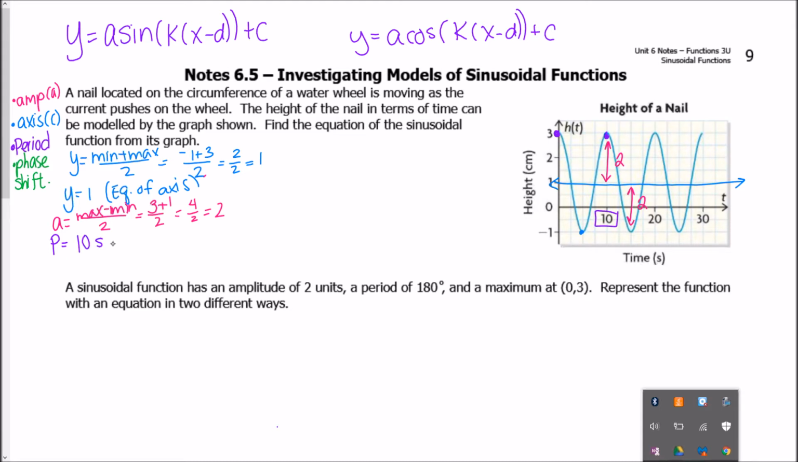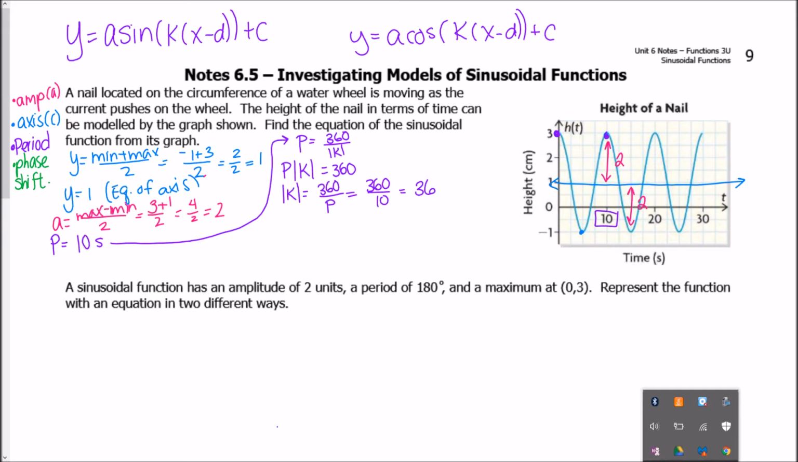Now our period is going to help us to find the k value. And remember, our period is always 360 divided by the absolute value of k. So I'm going to multiply both sides by the absolute value of k, and then divide both sides by p. So that means that the absolute value of k is equal to 360 divided by p. So it's 360 divided by 10, so we know that it's going to be 36.